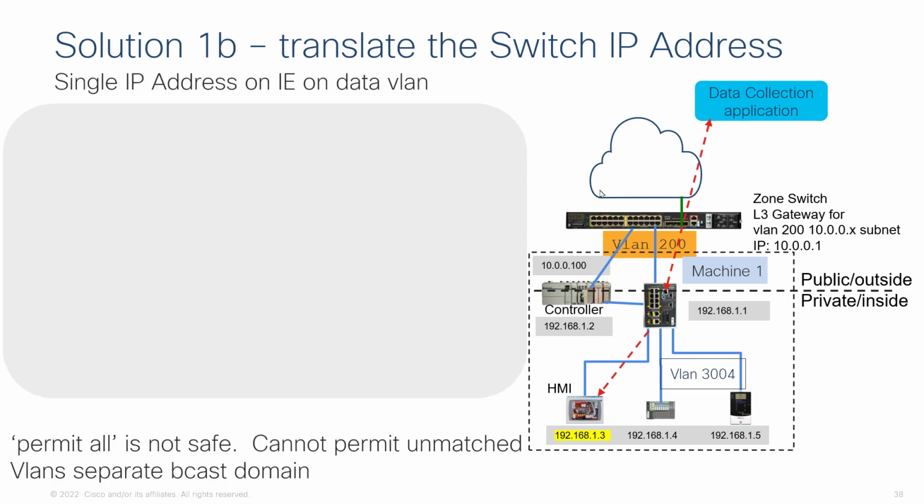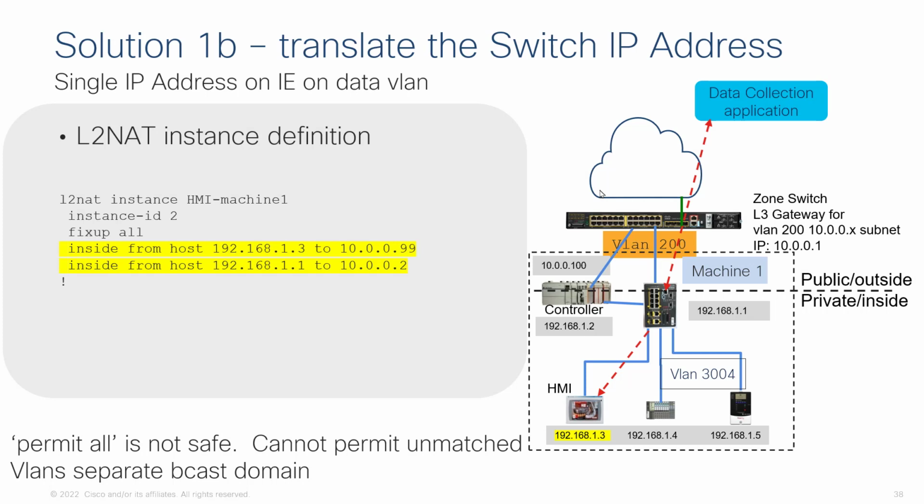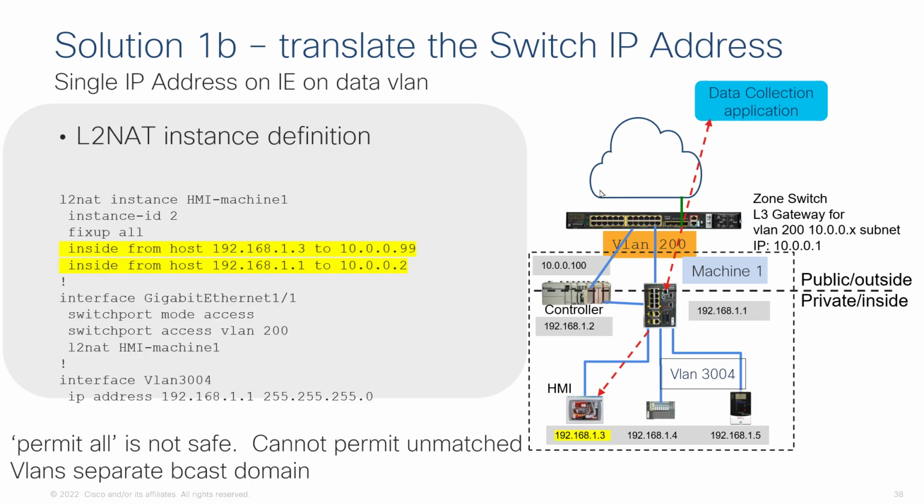In solution 1B, the difference from 1A again is the single IP address on the IE switch on the data VLAN, which is VLAN 3004. Let me build out the NAT definition here in the configuration. So you'll notice now, because we have a single IP address, that the host rule inside the NAT instance has two rules, and one rule is to translate the switch's IP address itself.